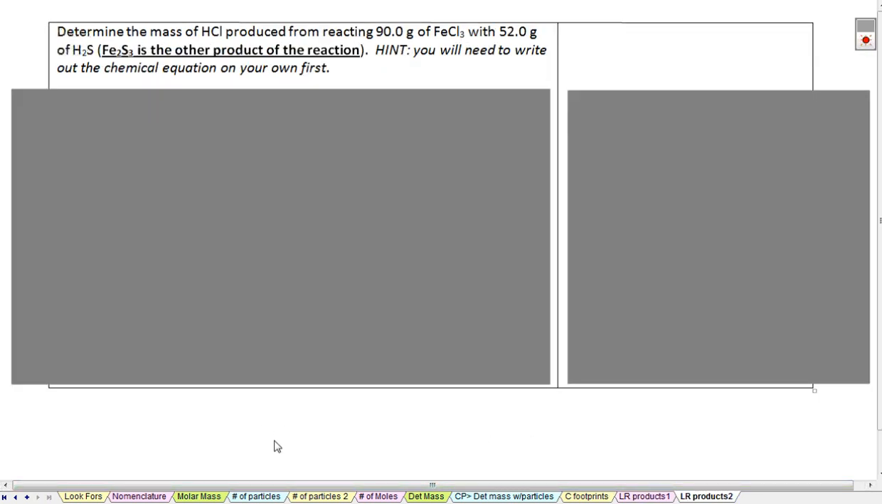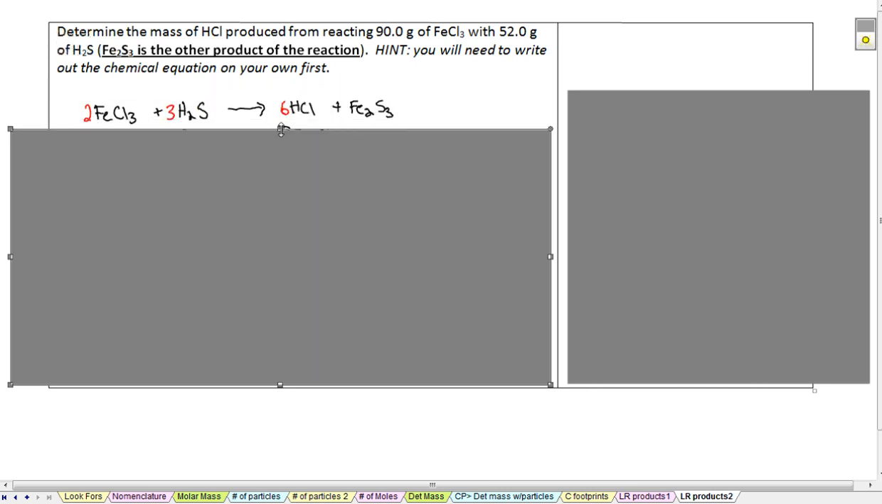This one's a little trickier because I don't give you the balanced equation. What we have is a reaction where we have some iron 3 chloride reacting with dihydrogen sulfide, and we're making some HCl. We want to determine the mass of hydrochloric acid produced. We know that the other product is going to be iron 3 sulfide. So our first step in this question is to come up with a balanced equation.